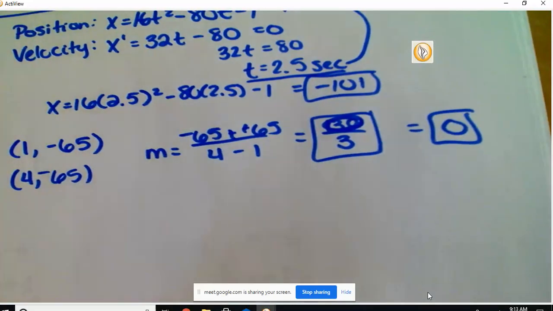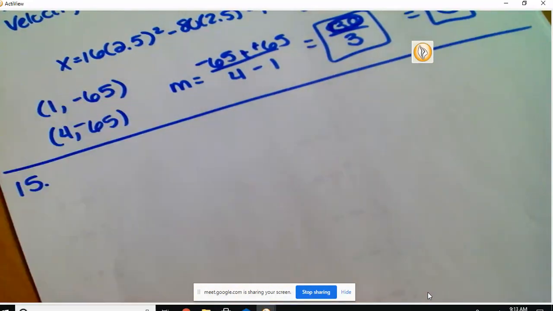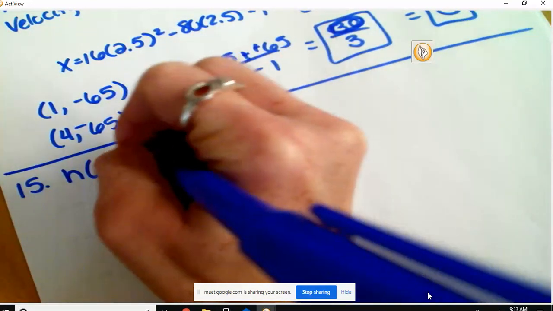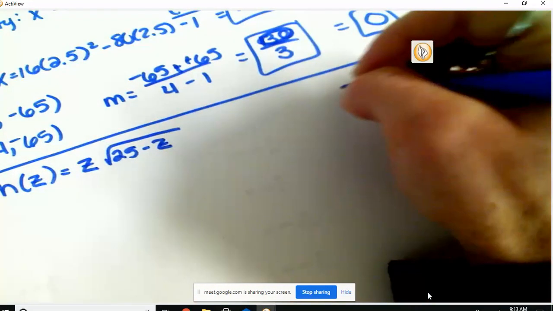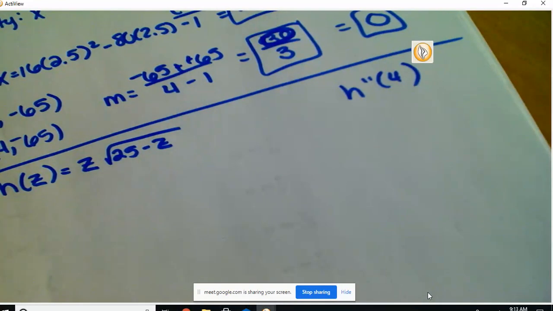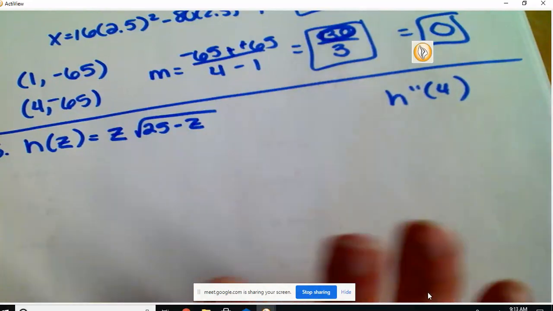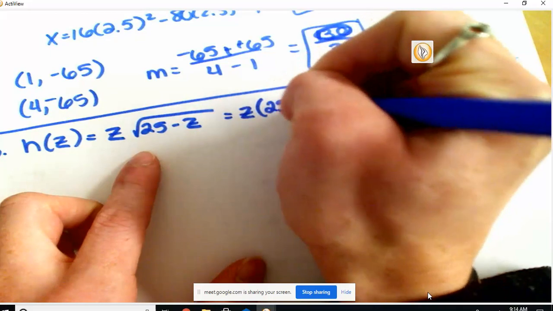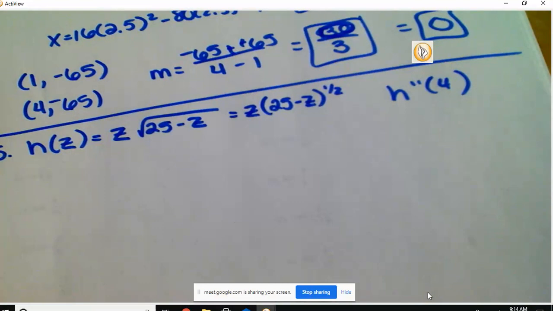Okay, number 15. Alright, so we have h of z equals z times the square root of 25 minus z. And we're asked to find h double prime of 4, so second derivative here. Can I plug in the 4 now? No, not until the very end. I would rewrite this as square root as like a 1/2 power. Okay, so this one is going to get ugly, isn't it?